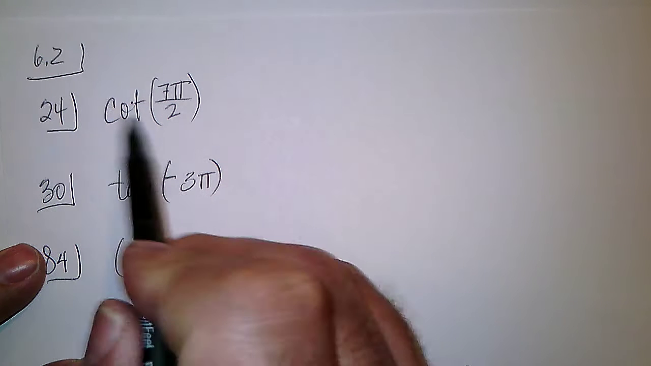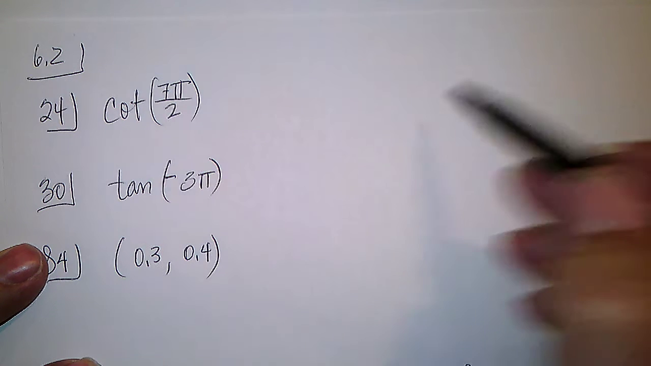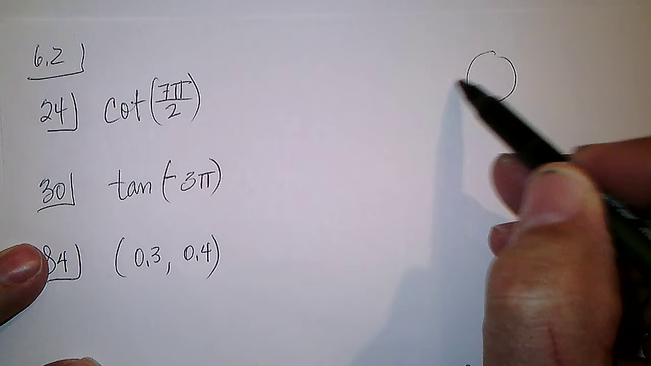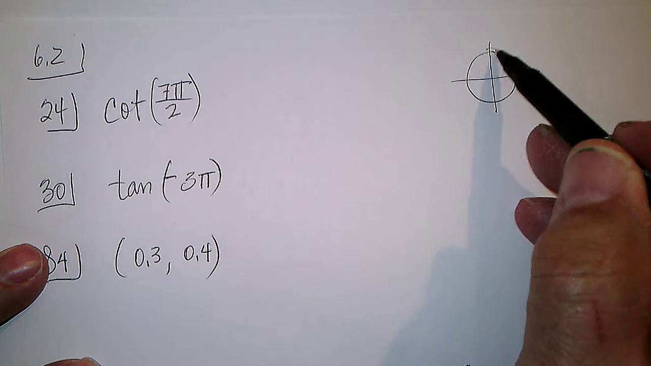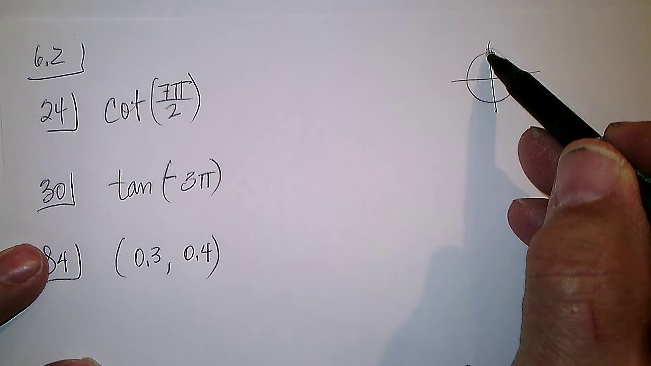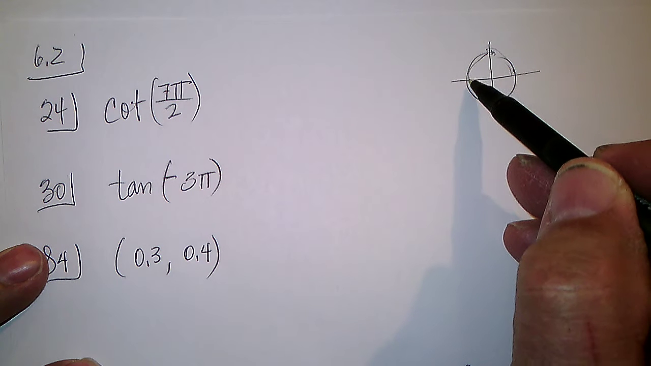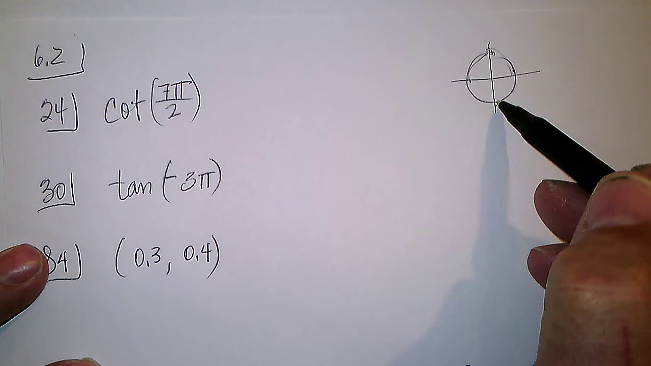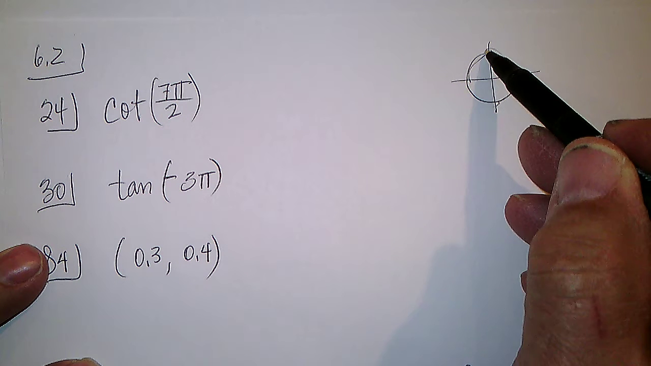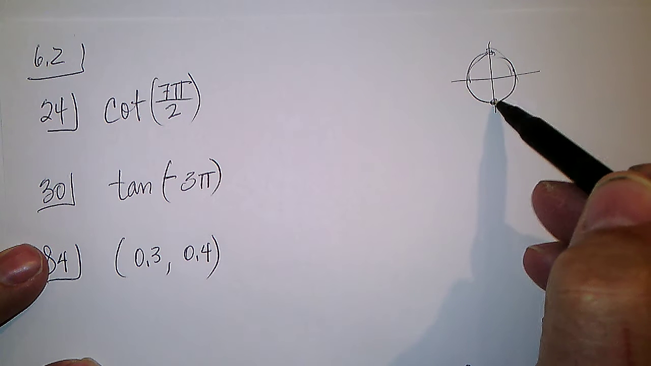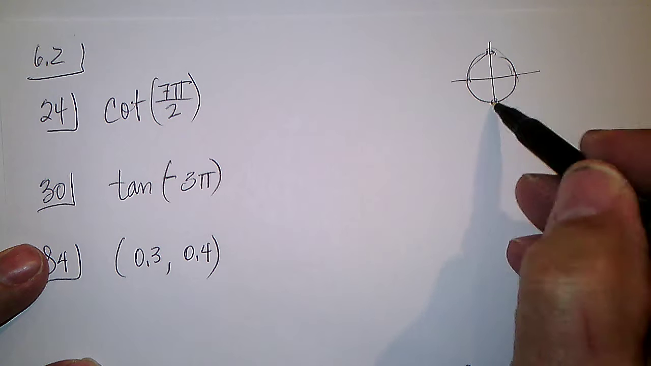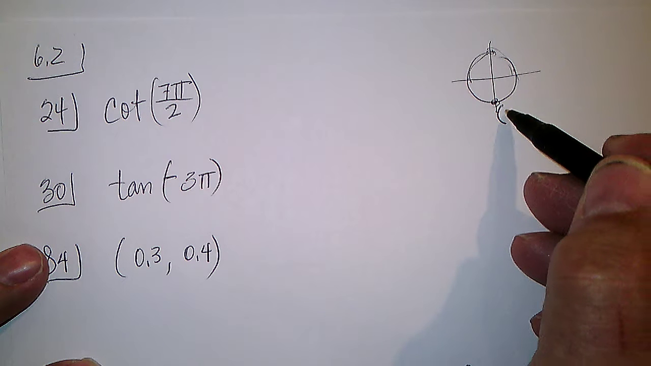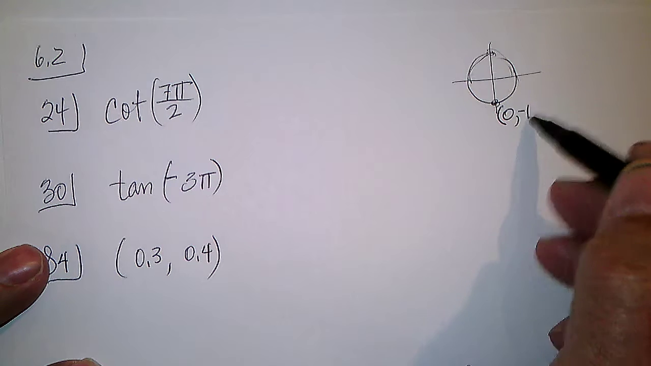So we're supposed to find the cotangent of 7 pi over 2. So pi over 2 takes us 90 degrees, or up here. So 2 pi over 2, 3 pi over 2, 4 pi over 2, 5, 6, 7 pi over 2 is down here, where the cosine is 0 and the sine is -1.